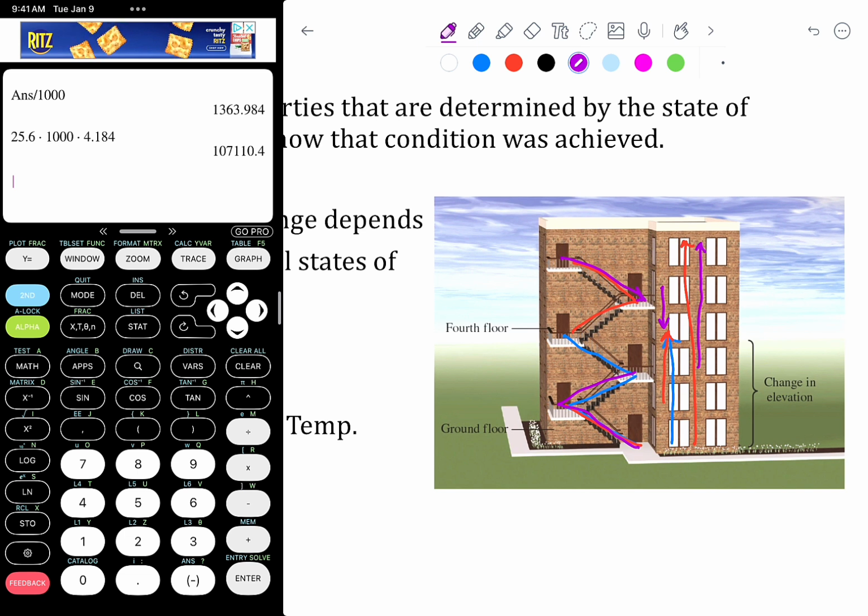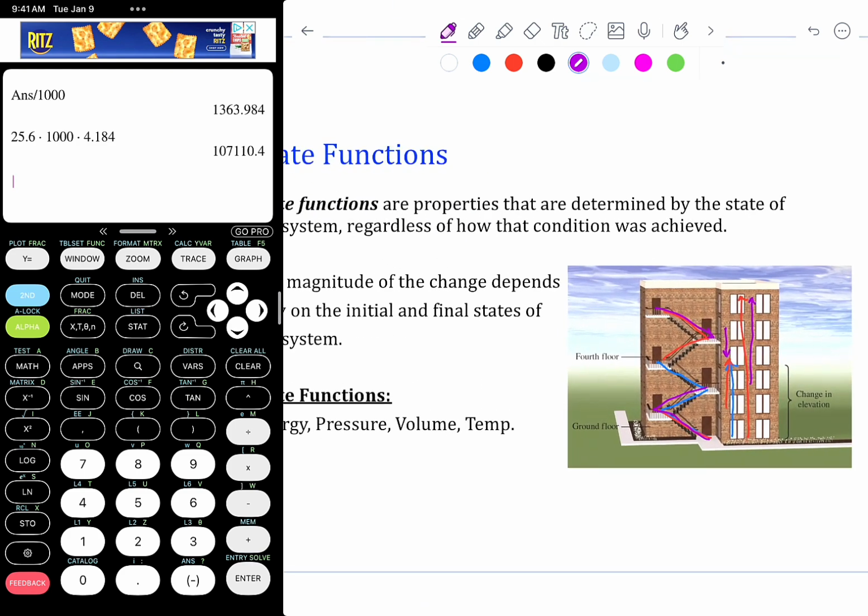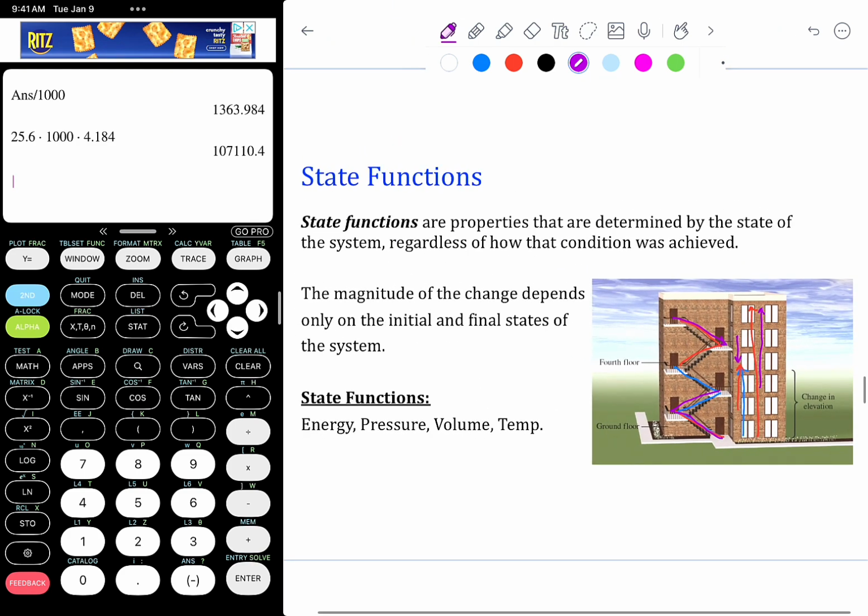And that's what a state function is saying: I don't care how you got between the 1st place and the 2nd place. I just care that you got there, okay? It doesn't matter how you got there. It just shows that you got there regardless. So a state function is really just determined by the state of the system. It depends on the initial and the final states of that system. In this case, the initial state was the ground floor, and the final state was the 4th floor.